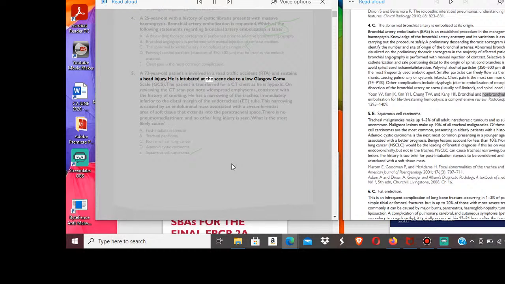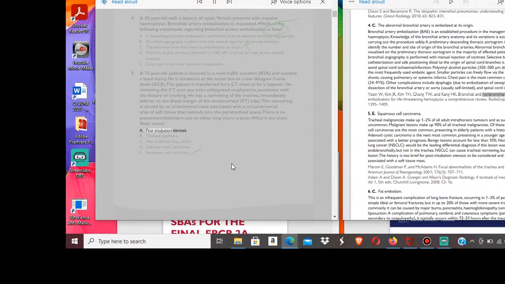He is intubated at the scene due to a low Glasgow Coma Scale, GCS. The patient is transferred for a CT chest as he is hypoxic. On reviewing the CT scan, you note widespread emphysema, consistent with the history of smoking. He has a narrowing of the trachea, immediately inferior to the distal margin of the endotracheal, ET, tube. This narrowing is caused by an endoluminal mass associated with a circumferential area of soft tissue that extends into the paratracheal space. There is no pneumomediastinum and no other lung injury is seen. What is the most likely cause?